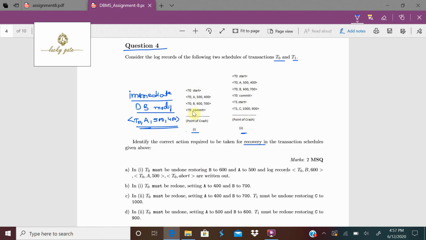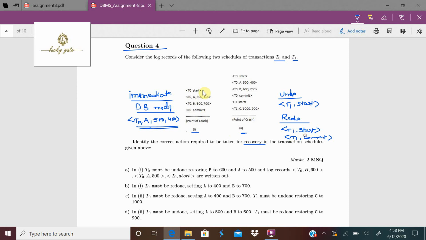In the immediate modification scheme, the recovery uses undo and redo operations. A transaction needs to be undone if the transaction contains only the Ti start log record but not the commit log record. A transaction needs to be redone if and only if the transaction contains both the transaction start and transaction commit, meaning it contains the log records Ti start and Ti commit. Observe the first one.